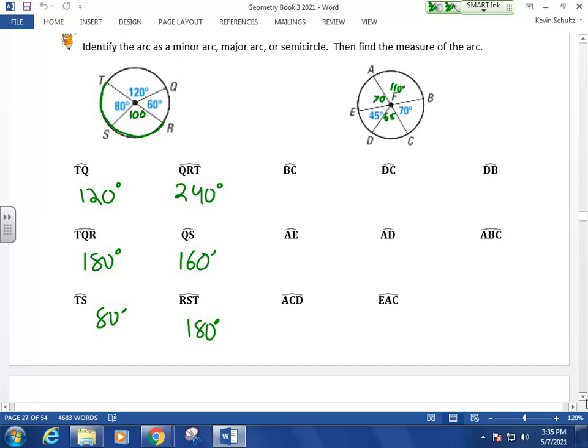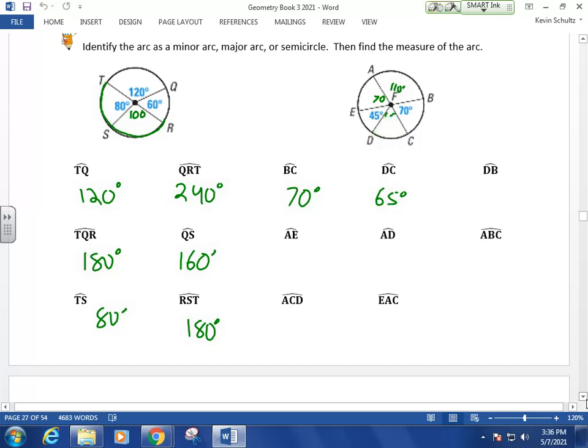So arc BC right here, that's going to be 70 degrees. Next one, arc DC. And again, I know this is the shortest possible distance from D to C, because it is a minor arc. It's 2 letters, not 3 or more. So DC is going to be 65 degrees there.